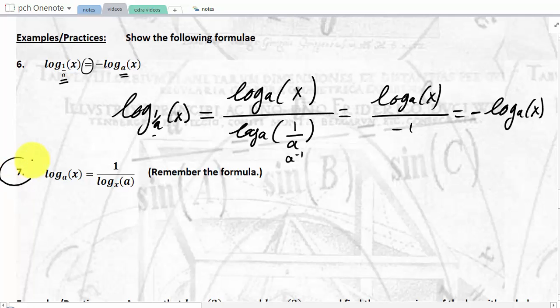I'm going to let you do number 7. Number 7 is actually an important formula. If you remember it, it's great. It's when you change the base and the input. You can change the base and the input, but you have to have an inverse relation between them. Okay? Let me tackle the next example.